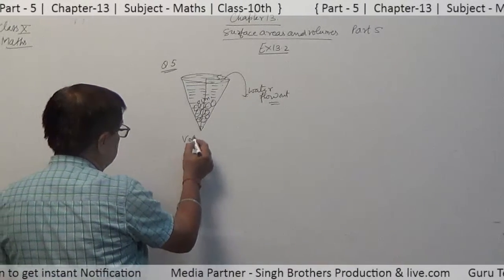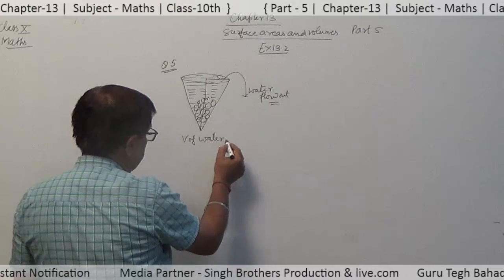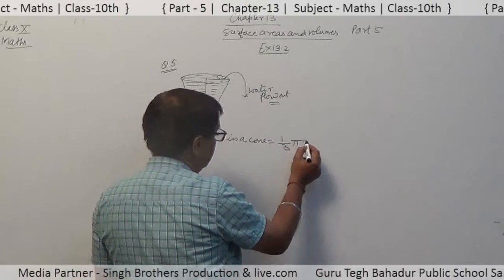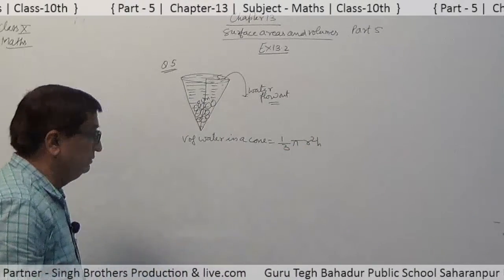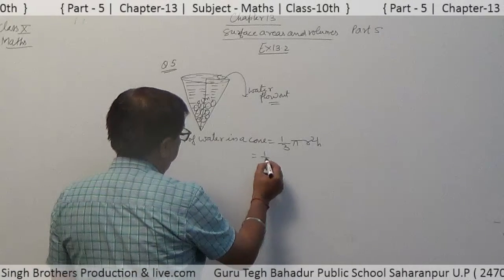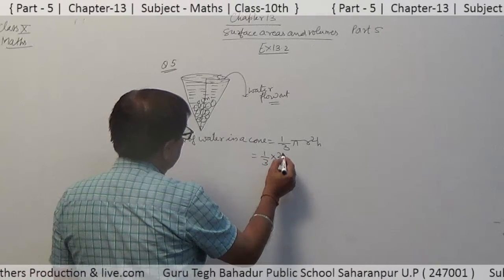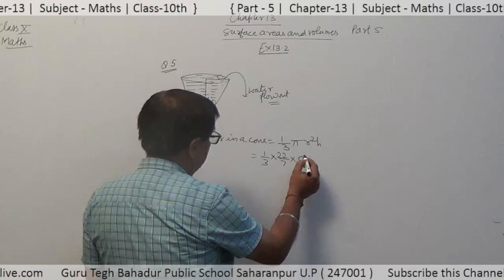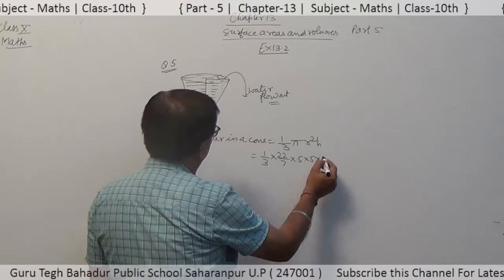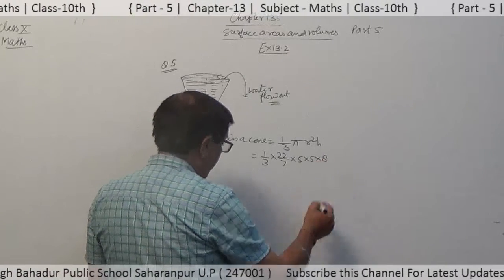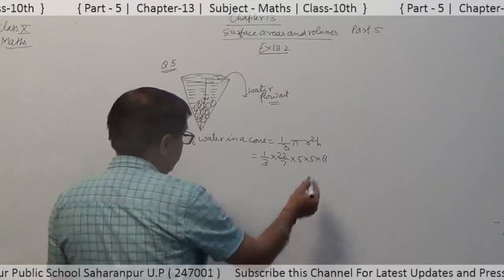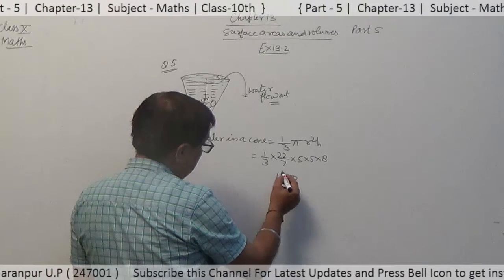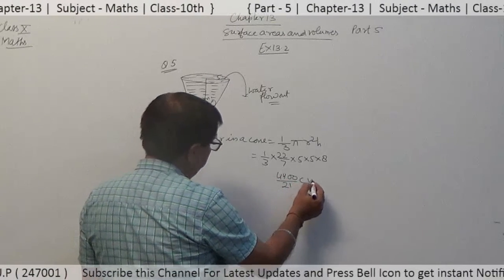So the volume of water in the cone is 1/3 pi r square h, that is 1/3 into 22/7, radius is 5 into 5, height is 8. 8 fives are 40, 5 forties are 200. So it is 4400 upon 21 centimeter cube.